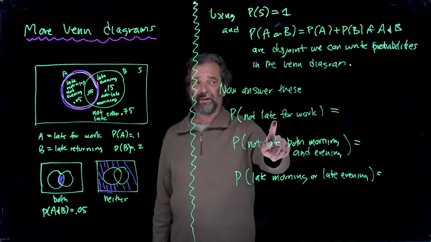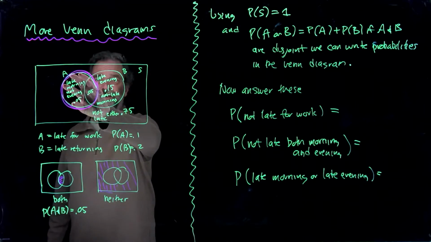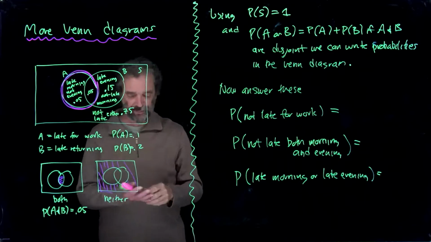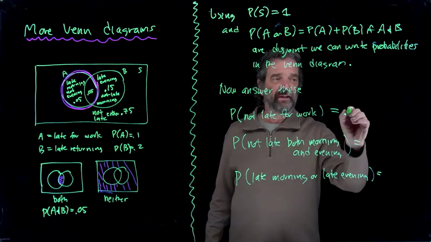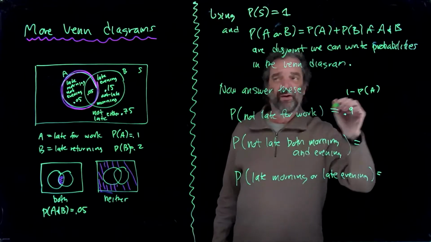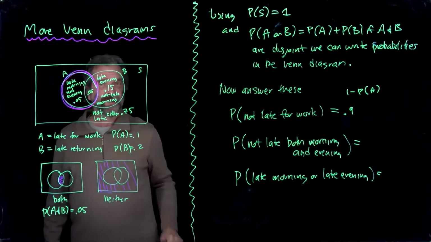Not late for work. Late for work is 0.1, that's this one. Not late for work is everything else, these two together. And we know there's a complement rule, so that's 0.9. We could write that 1 minus the probability of A. Or you could look here and see, here are the ways you're not late for work, these two. And they add up to be 0.9.